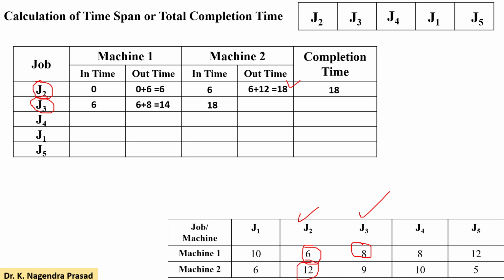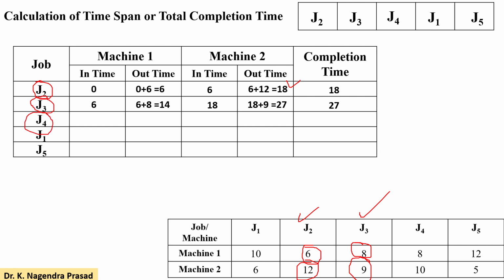And processing time for job J3 on machine 2 is 9. Then out time will become the in time 18 plus processing time 9, that is 18 plus 9, which is equal to 27. And total processing time is 27. So next we have to look at the next job, that is job J4.